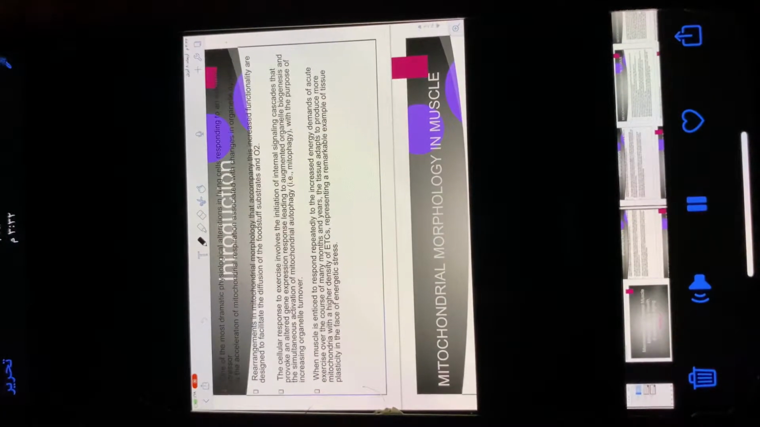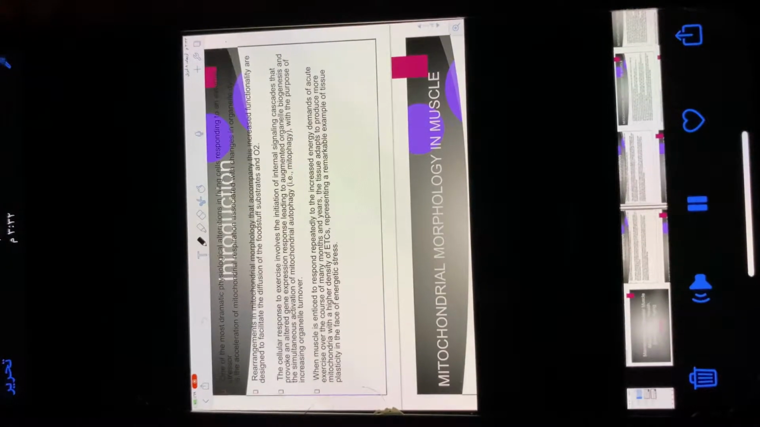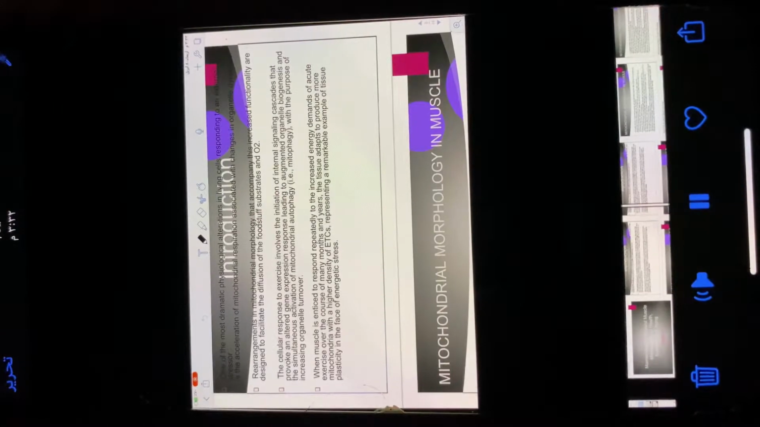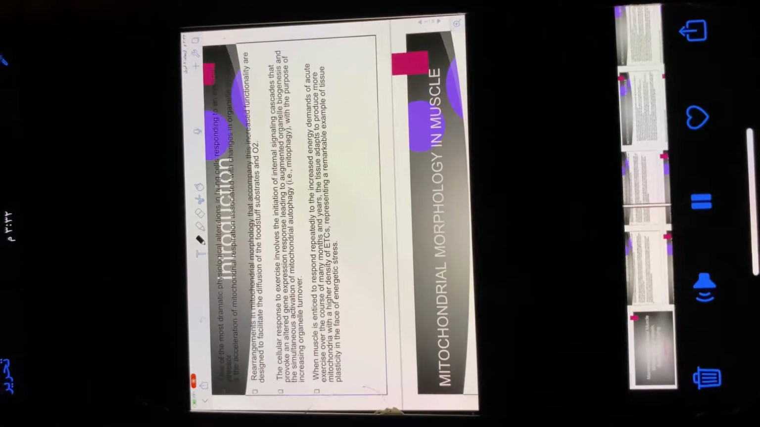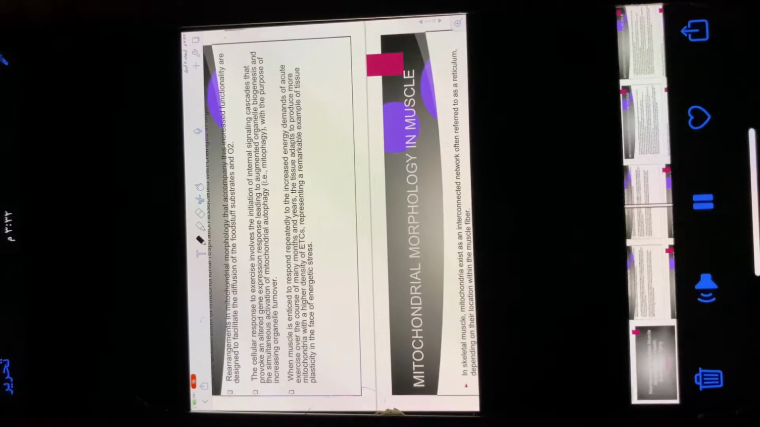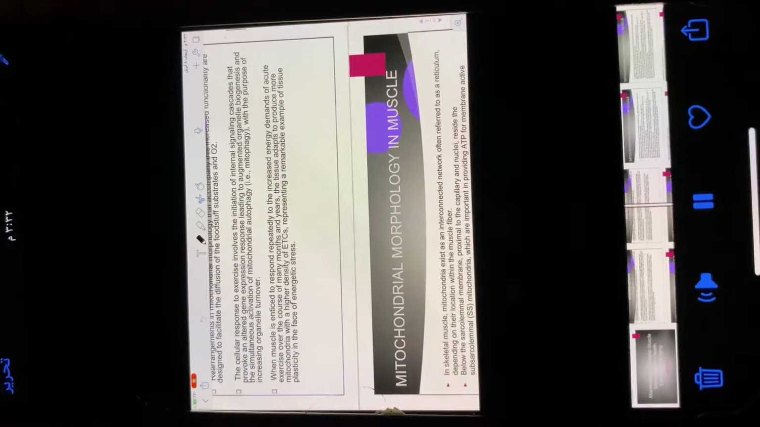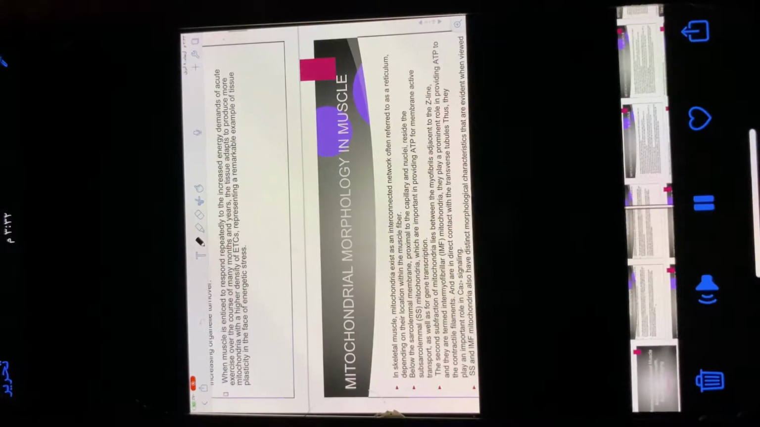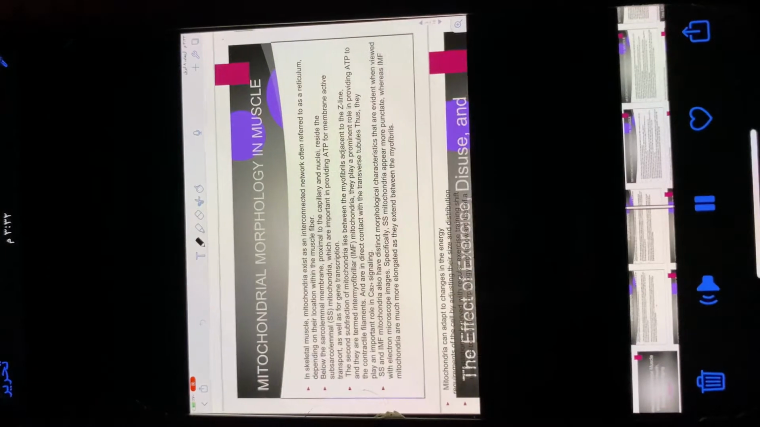When muscle is induced to respond repeatedly to increased energy demands of acute exercise over the course of many months and years, the tissue adapts to produce more mitochondria with higher density of ETCs, setting a remarkable example of tissue plasticity in the face of energetic stress.